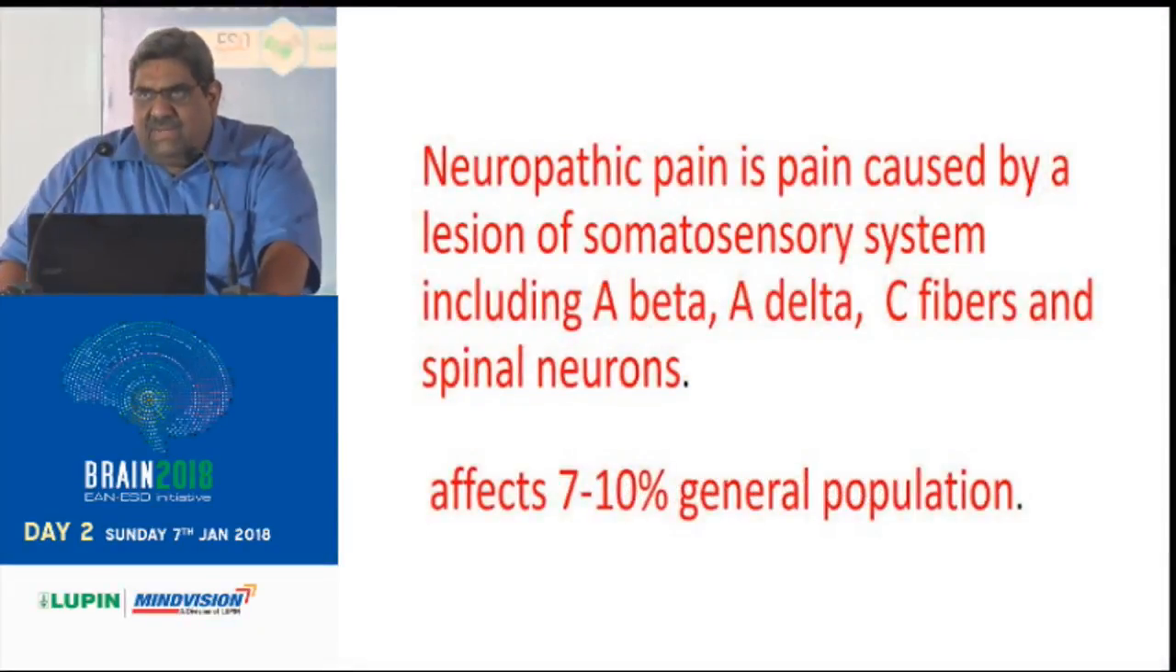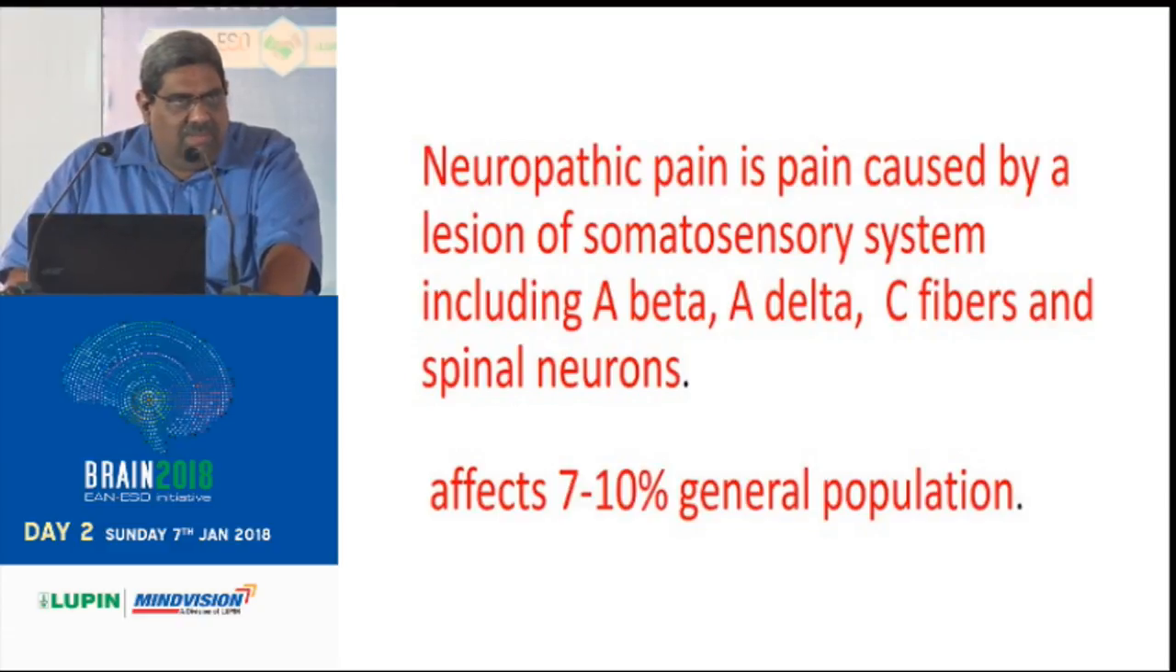Anyhow, neuropathic pain is, in the simplest way, a pain caused by a lesion of the somatosensory system. Anywhere in the somatosensory system, the lesion could be A beta, A delta, or C fibers, and the spinal neurons. It affects 7 to 10% of the whole population. It's a huge number, most people are affected by neuropathic pain, 7 to 10 is a big number.